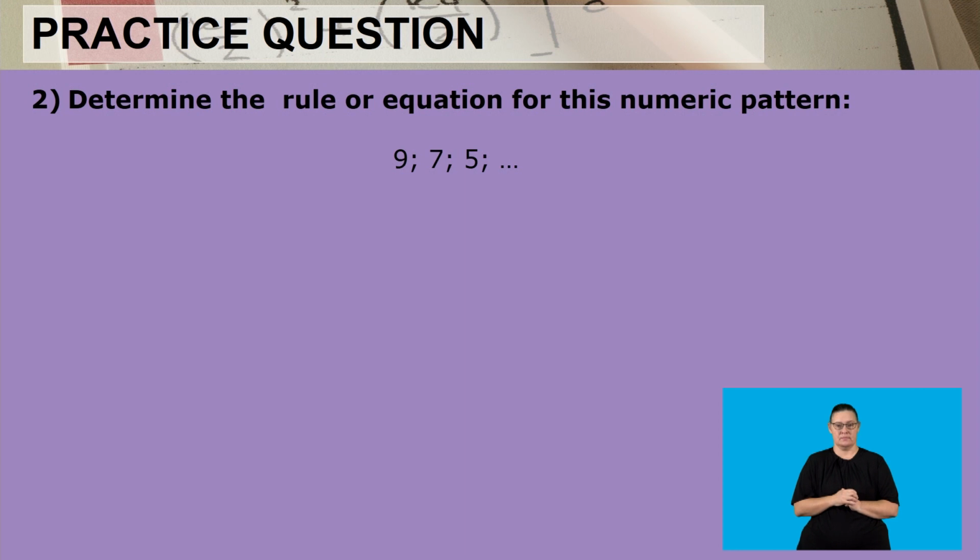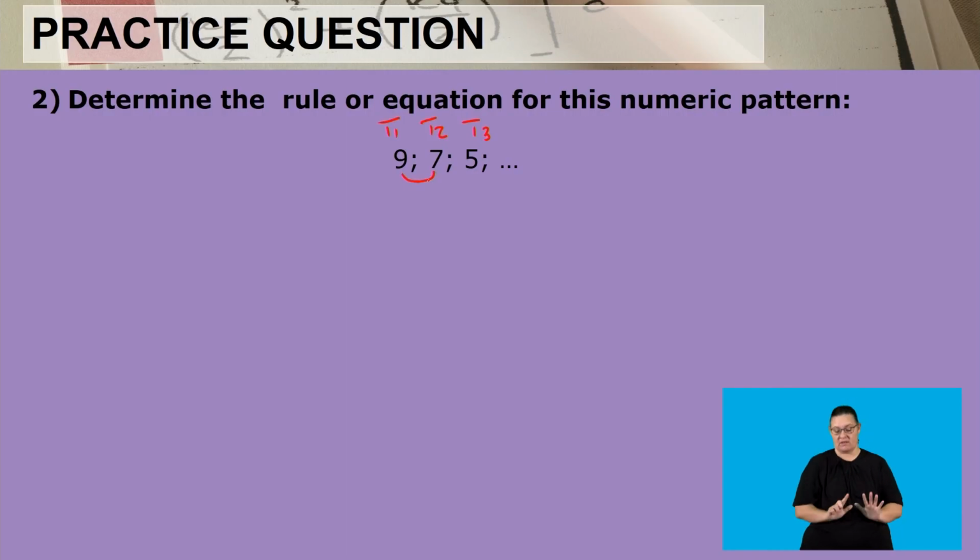Let's move on to our next question. Now, our next question here says, determine the rule or equation for this numeric pattern. Now, we have been given a 9, a 7, and a 5. So our first term is 9, our second term is 7, and our third term is a 5.